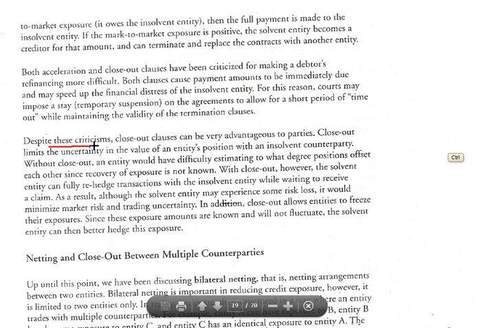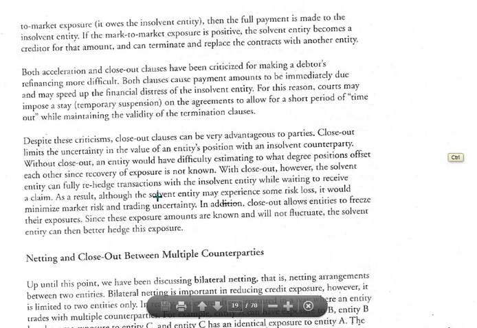However, despite this criticism, closeout clauses can be very advantageous to the parties. Closeout limits the uncertainty in the value of an entity's position with an insolvent party. Without closeout, an entity would have difficulty estimating the position offset and also the recovery, because the exposure is not known. However, with closeout, the solvent entity can fully rehedge the transaction with the insolvent entity while it is waiting to receive the claim.